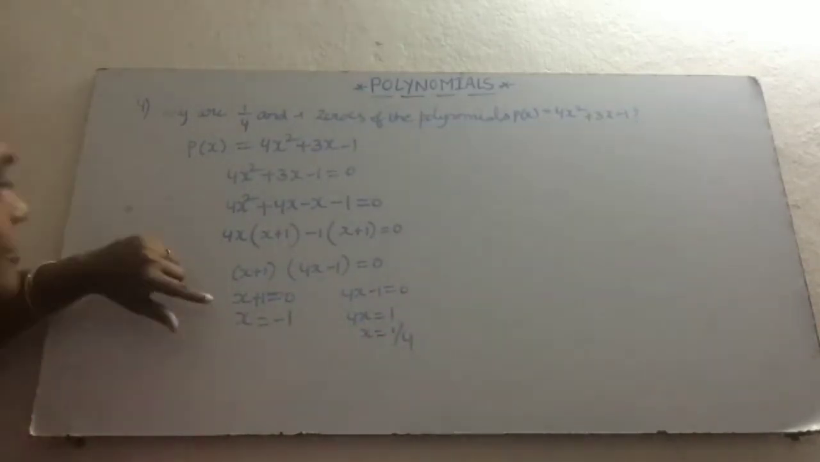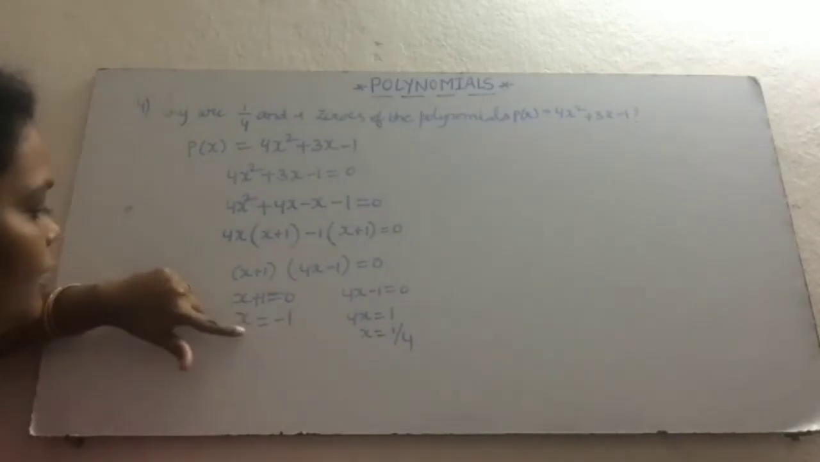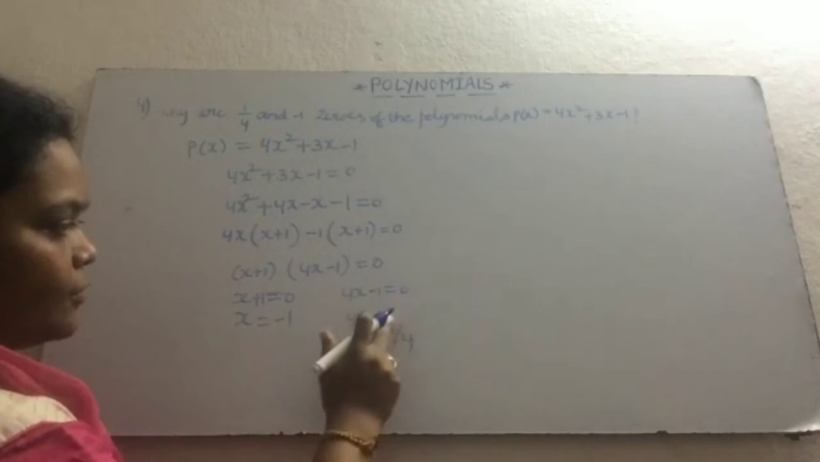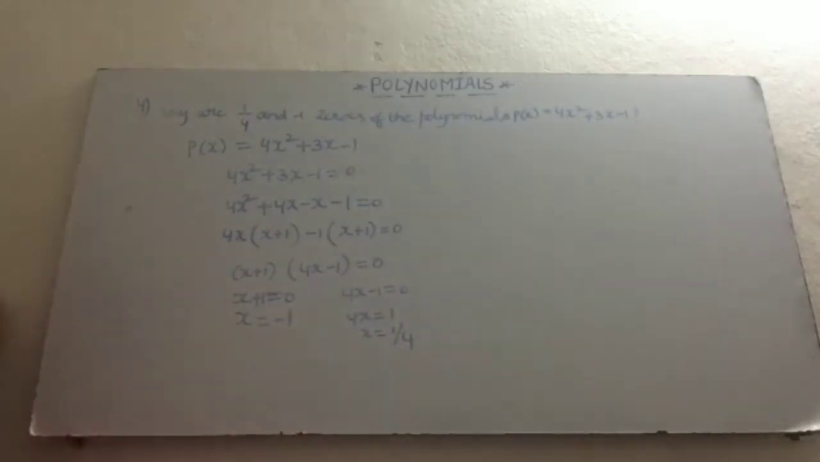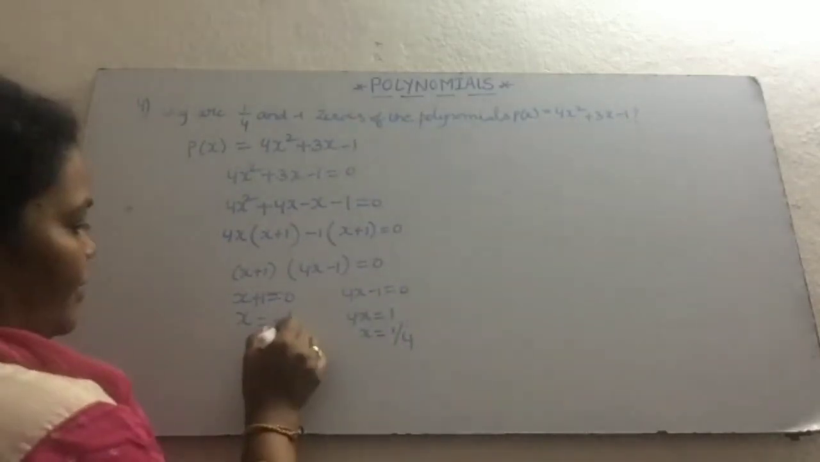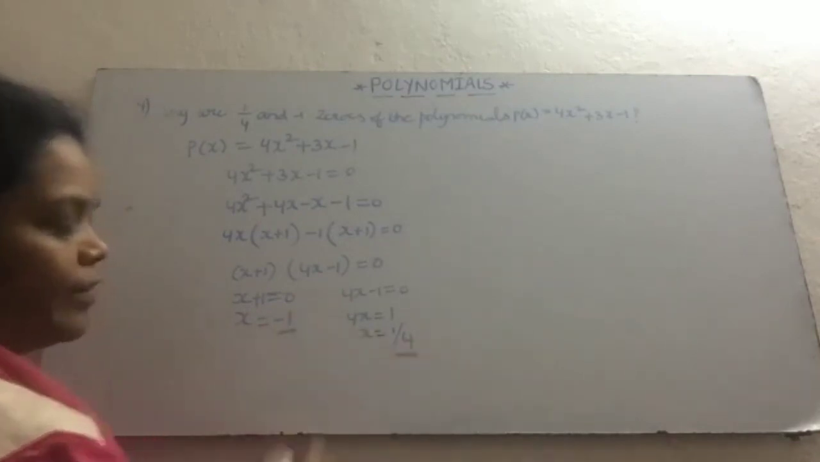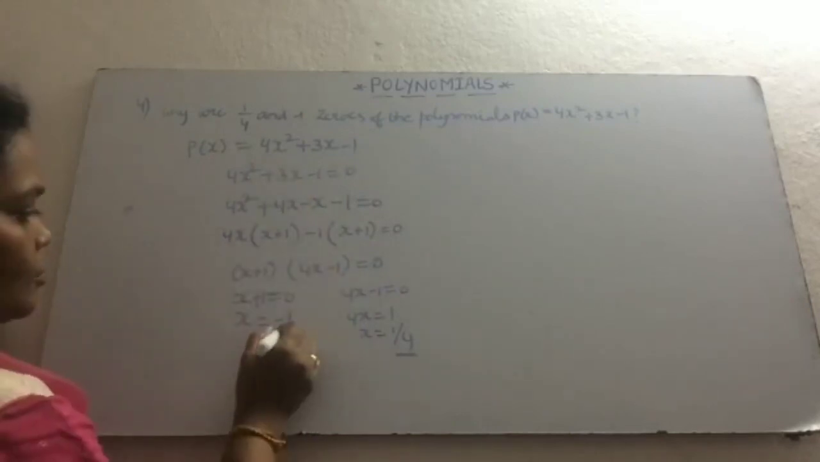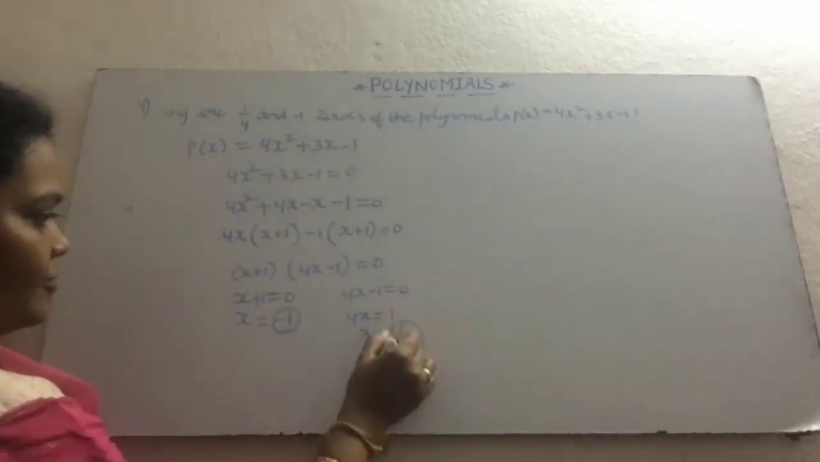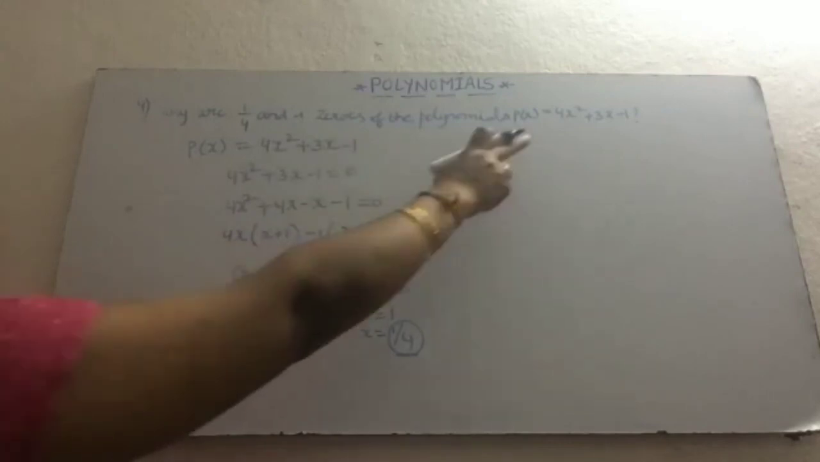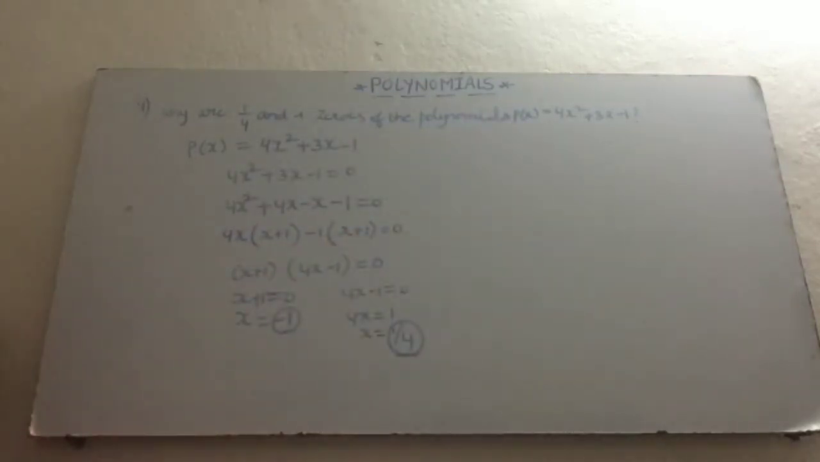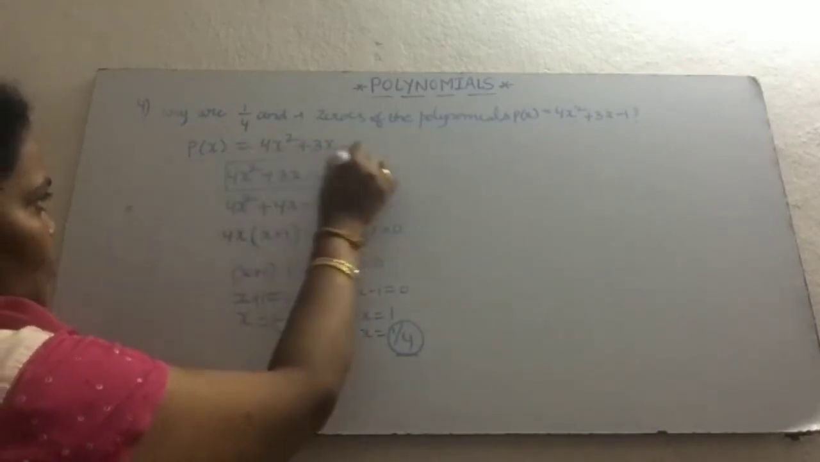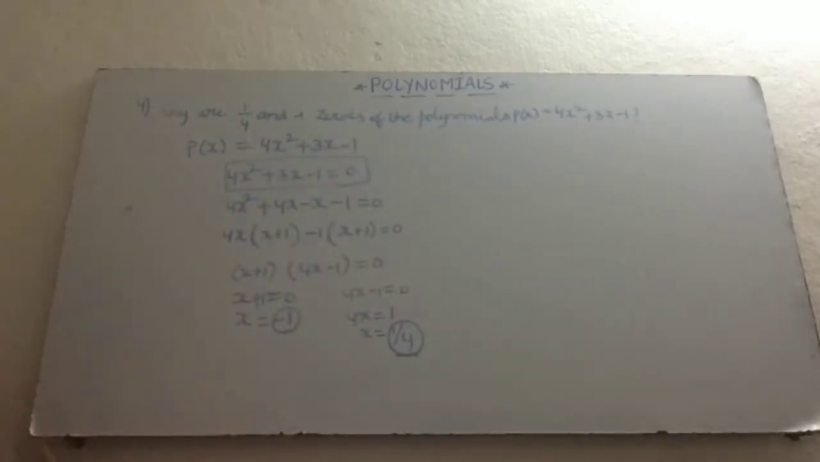That means if x plus 1 equal to 0, then x equal to minus 1. Again 4x minus 1 equal to 0, that means 4x equal to 1 and x equal to 1 by 4. So both minus 1 and 1 by 4 are the zeros of the polynomial. Why? Because these two are the roots of this equation.